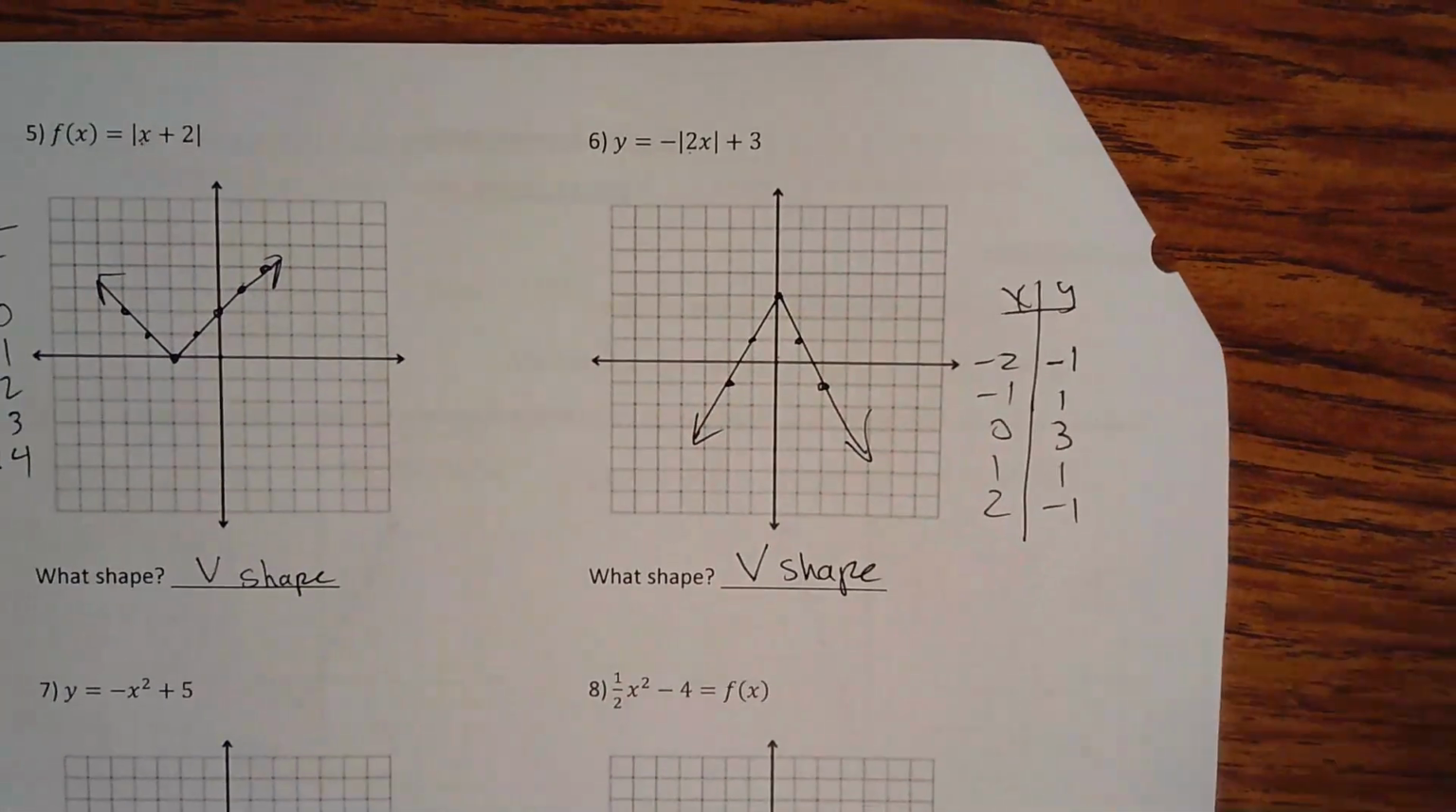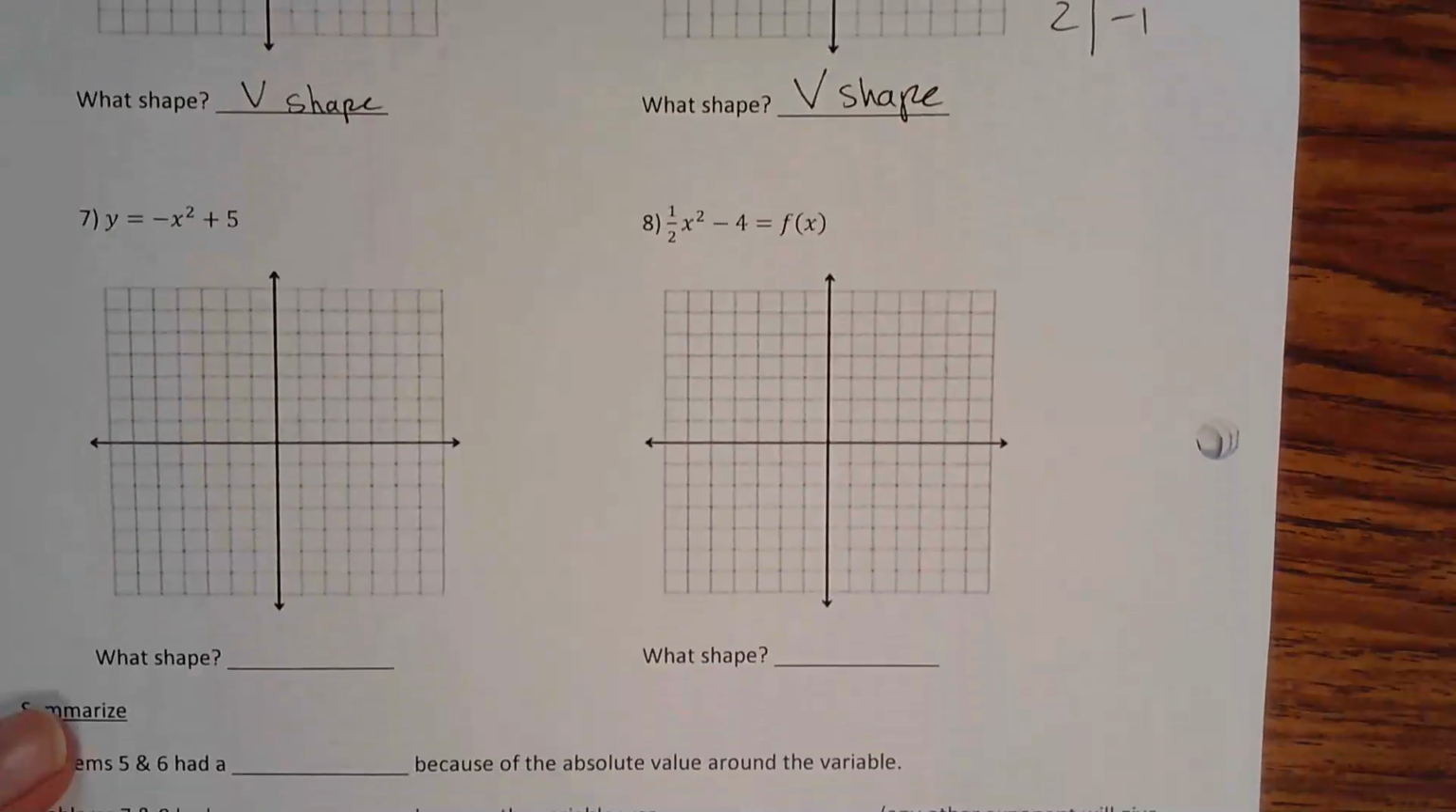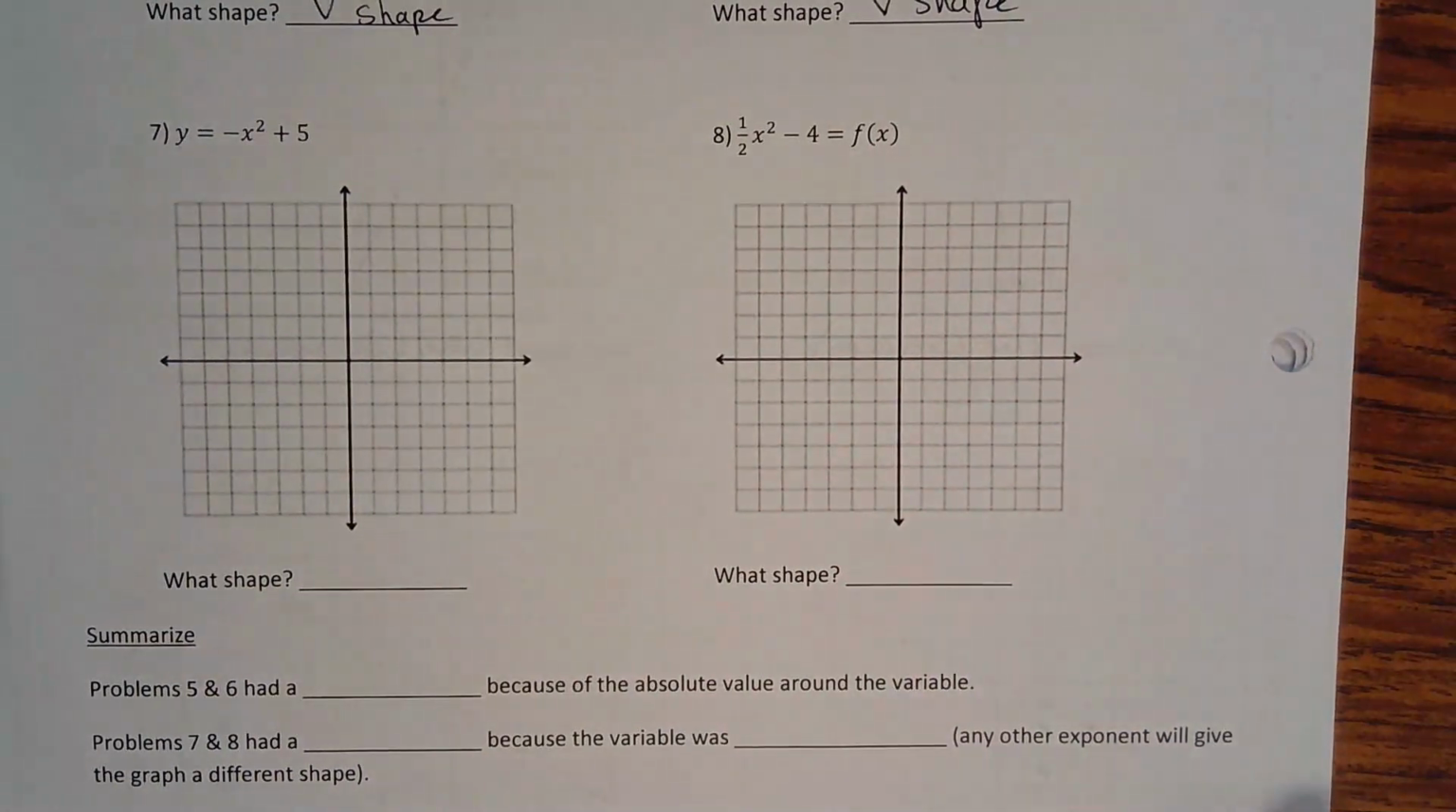So it looks like if it has an absolute value in it, it's a V shape. The ones in the front did not have an absolute value in it. They didn't make a V shape. Okay, so we're going to keep that in mind here.